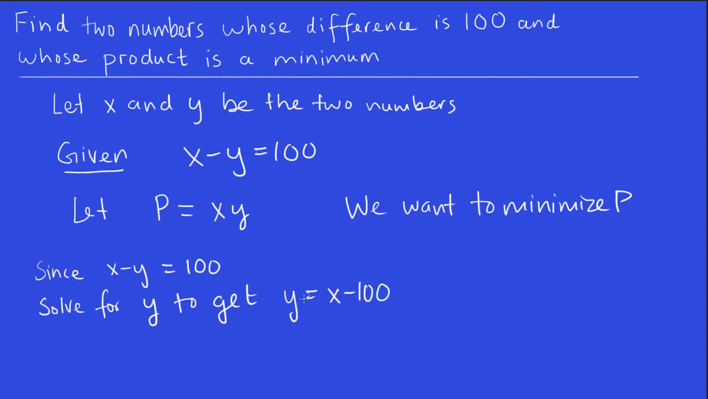And what I can do now is replace this y by x minus 100 because they're equal to each other, right? And instead of p this time, I'm going to write p of x, because now it's going to be a function of x. So x times y, and y is x minus 100.